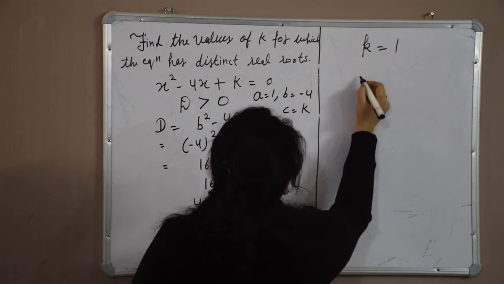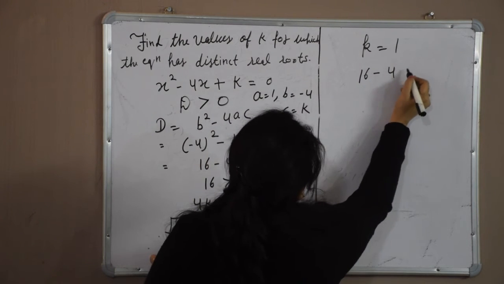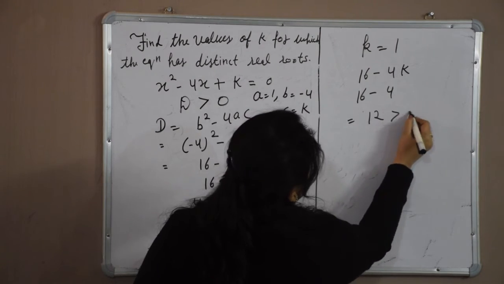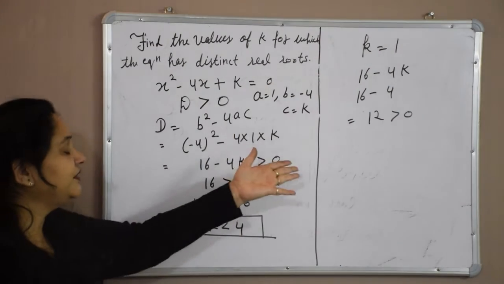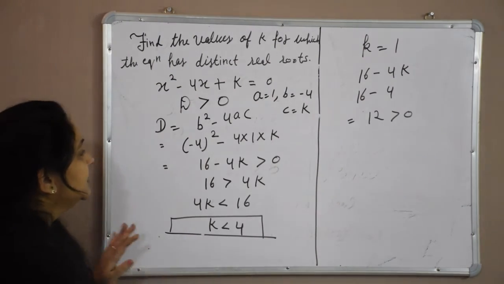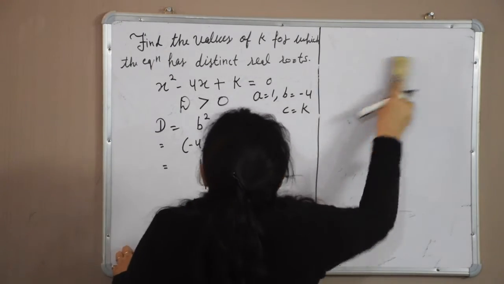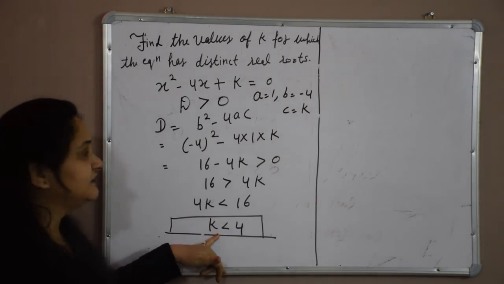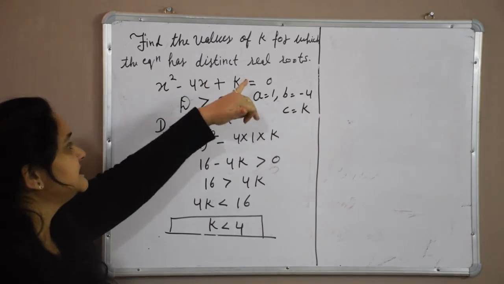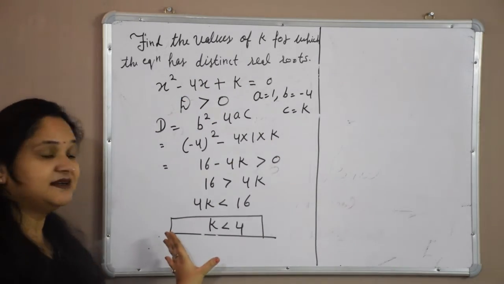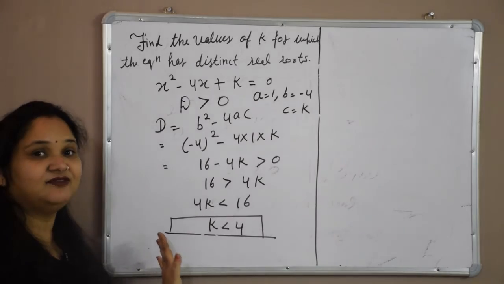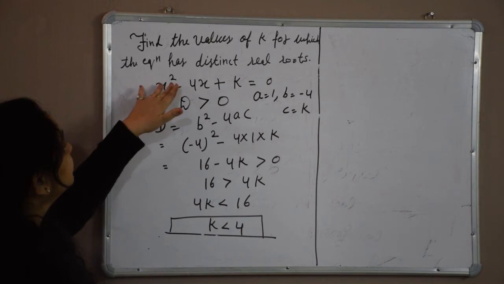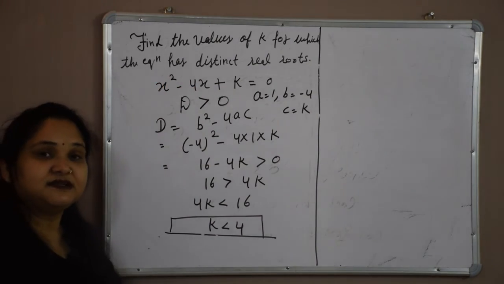In this case b square minus 4ac becomes 16 minus 4k, and 16 minus 4 is equal to 12. That is definitely greater than 0. Therefore we can verify the result also. So ultimately we can say that for all values of k which are less than 4, the equation has distinct real roots. Here we are getting a set of values, not a single value. I think you understood the concept of how we can find the values of k when the roots are distinct and real.